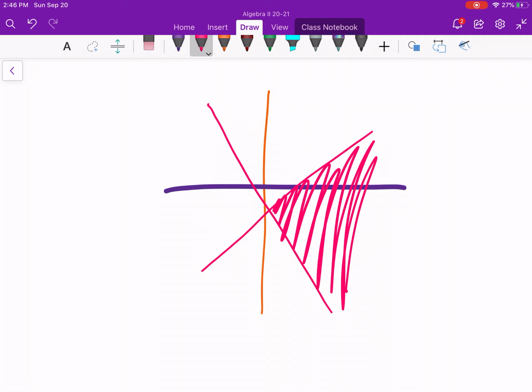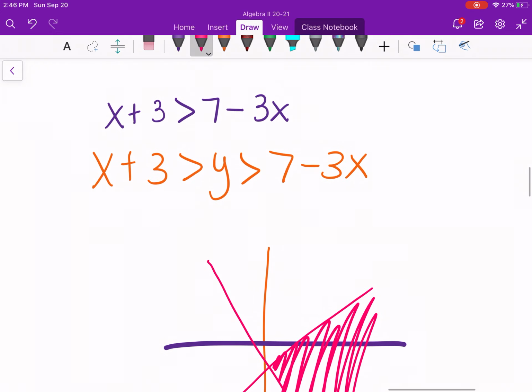So if you're solving for a system, do y1, y2, and then find their intersection and look at the x coordinate only. And then if you're doing inequalities, just put a y in the middle. And that's all.